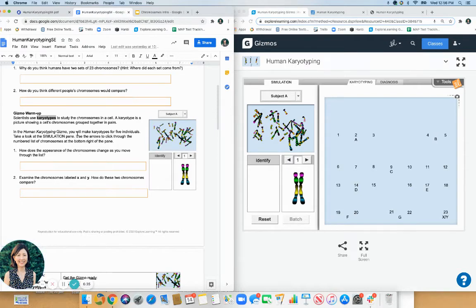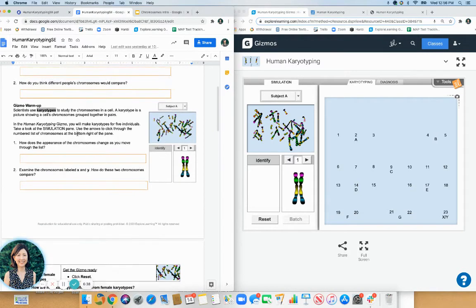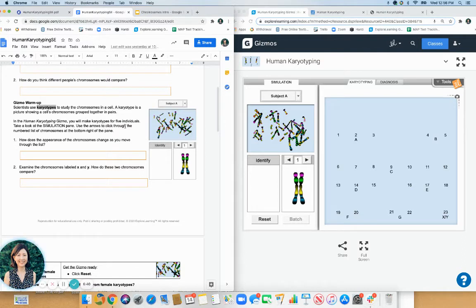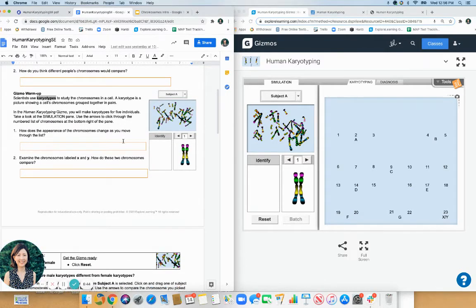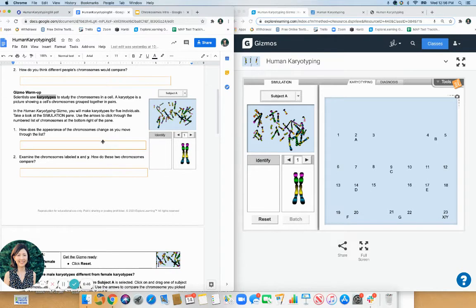Okay, so right here, you're going to be making karyotypes. It says for five individuals, but I'm going to have you do three because it gets a little tedious. But you're going to look at the simulation pane and use the arrows to click through the numbers.